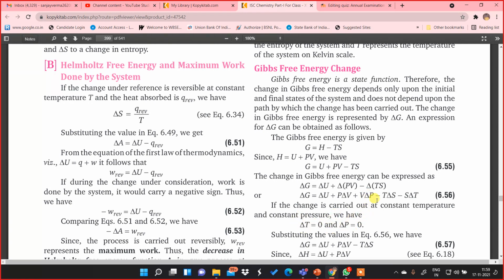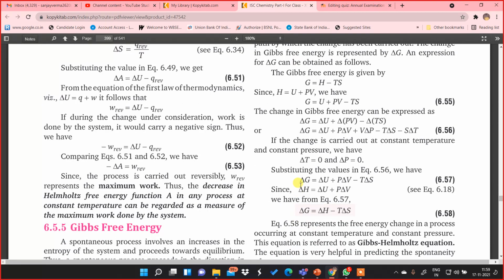This will be 0. Delta T is 0, delta P is 0. So this will become 0. This 2 will become 0. And after that, substituting the values, we have delta G is equal to delta U plus P delta V minus T delta S.